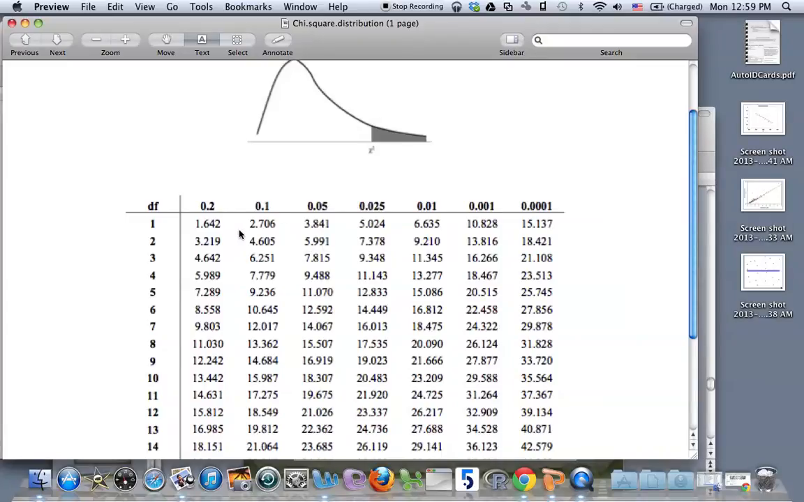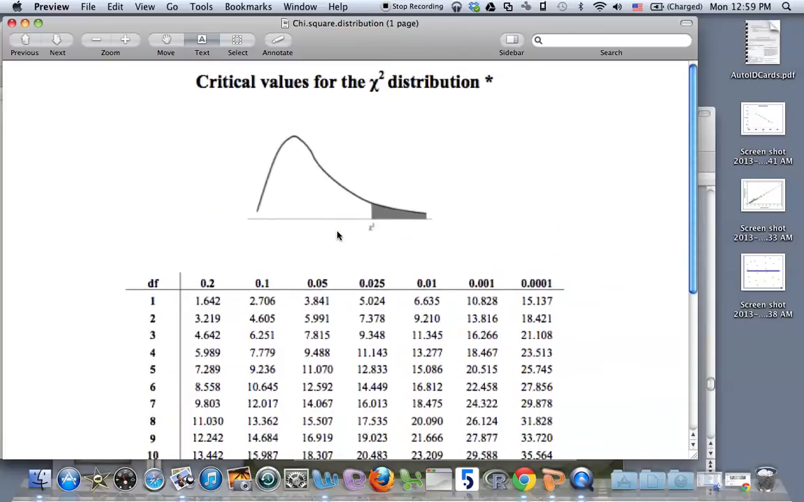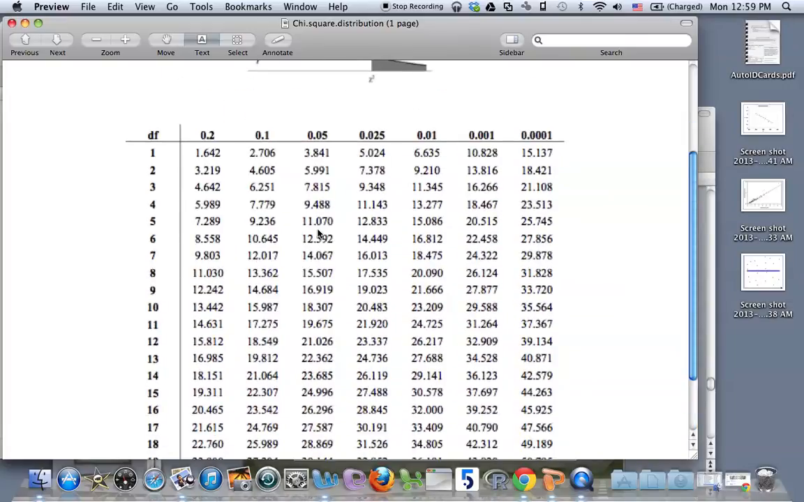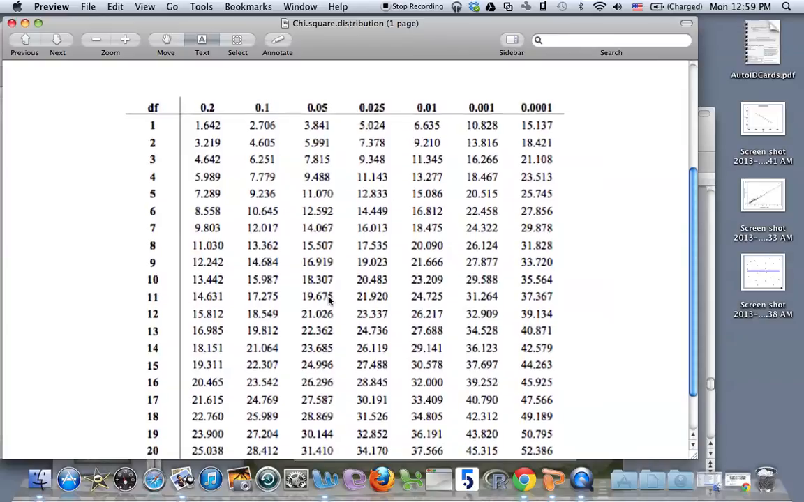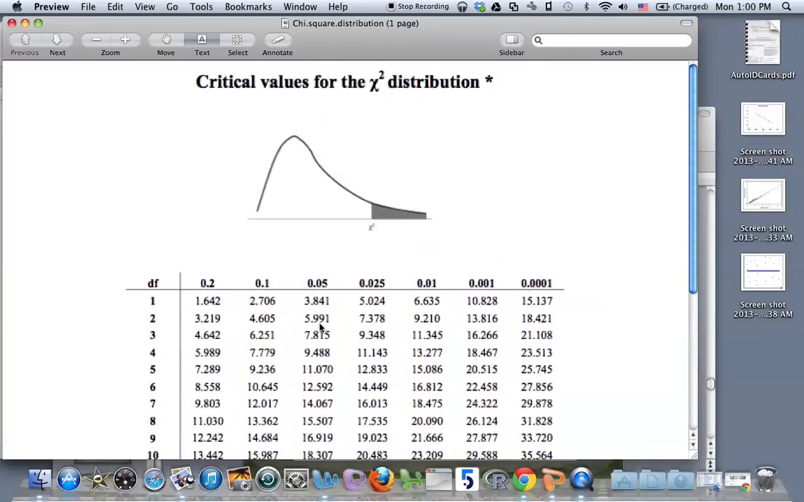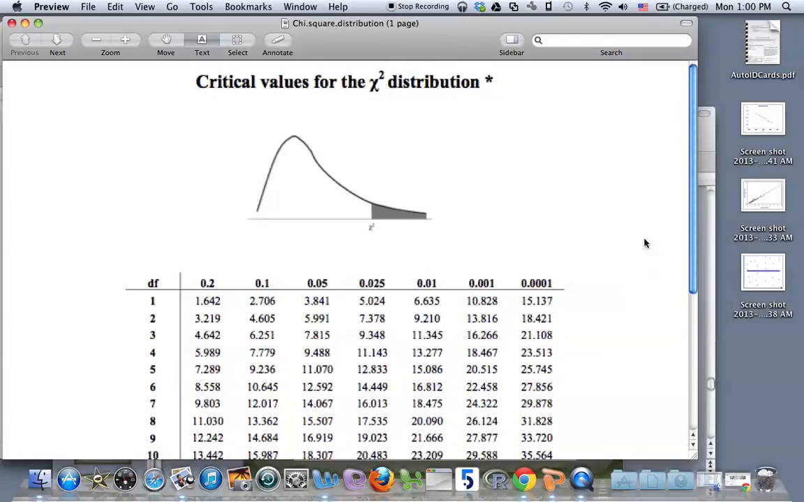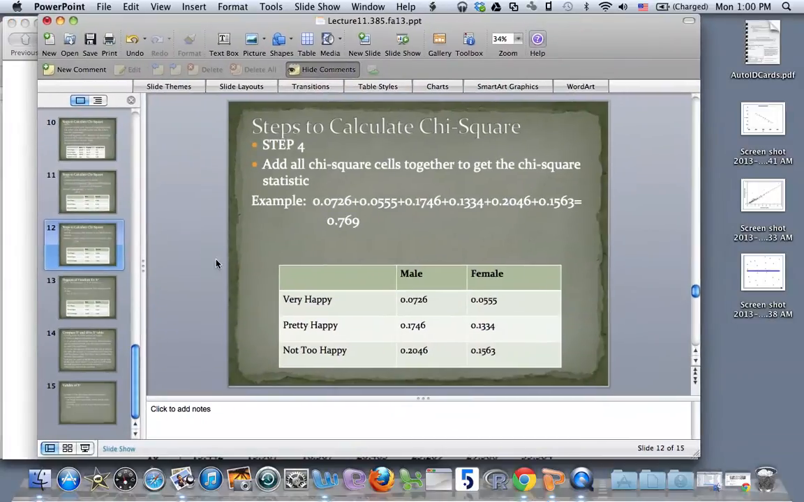So again, the only column of data we're looking at for the chi-square distribution is this 0.05 column. So looking down only this column, no matter how many degrees of freedom we have, you're only concerned about 0.05. And in this particular example we used, we had 2 degrees of freedom. So we're only concerned about this value here, 5.991. What we found in our table was that the relationship between happiness and gender was described by a chi-square test statistic of 0.769. This is less than the critical value of 5.991.